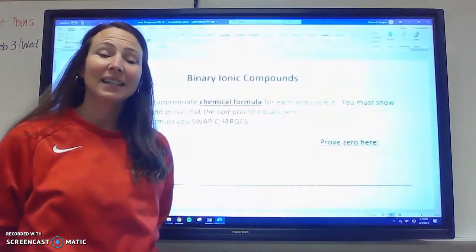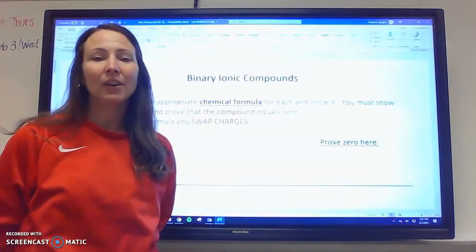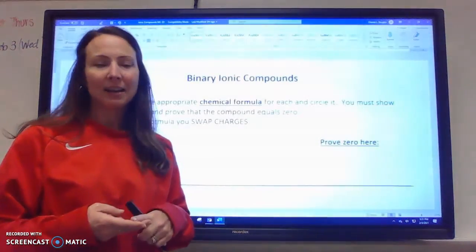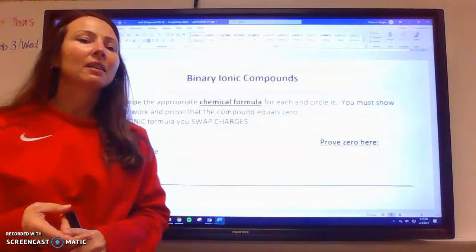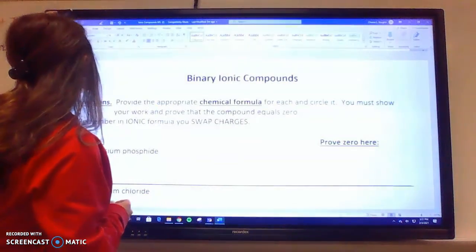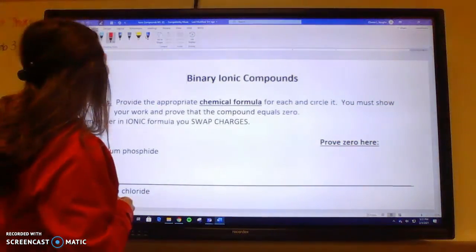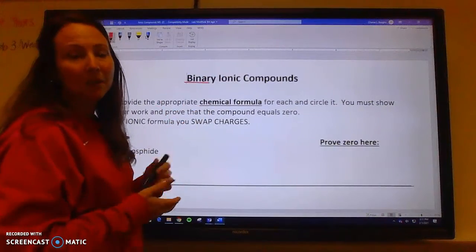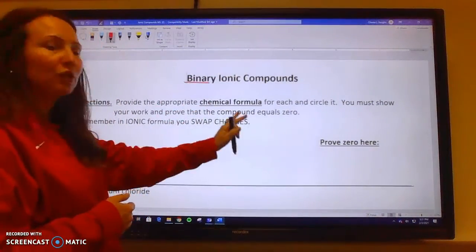Hey guys, so today I want to teach y'all about binary ionic compounds and basically how to write the formulas and how to name them. So binary ionic compounds, binary honestly that sounds complicated, but that word just means that you have two ions that make up the compound, okay? And this is your practice sheet.